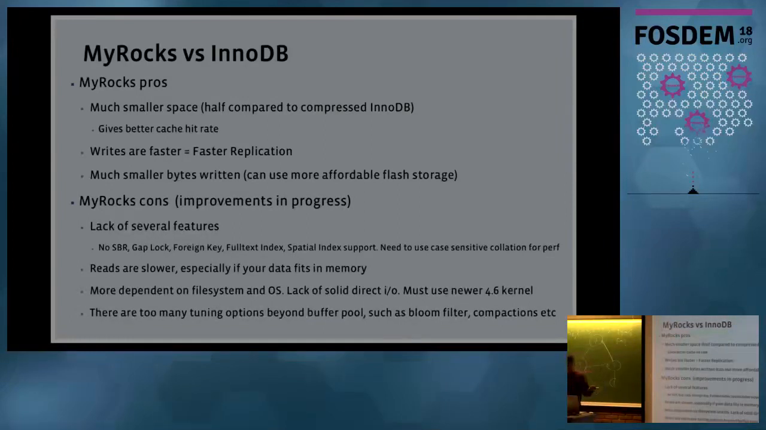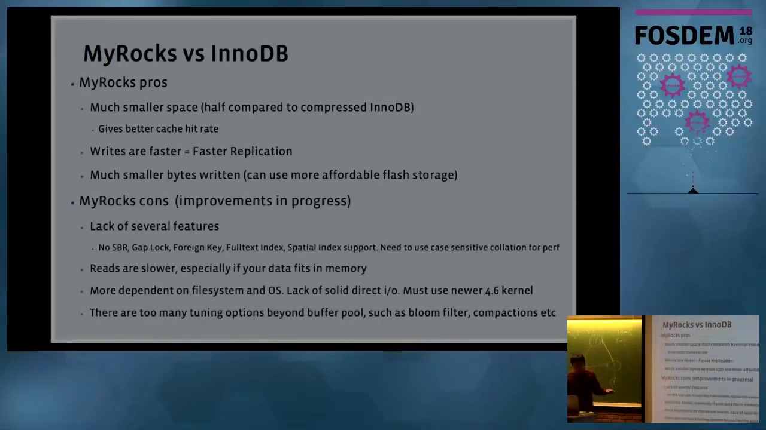And writes are faster, which is an LSM database characteristic, which means replication is faster. The replication tends to lag less compared to compressed InnoDB. Another advantage is that the bytes written to storage is smaller compared to InnoDB, like 10x or 20x smaller bytes written to flash is not uncommon. Since flash has a write endurance, if you write too much to flash, then the flash burns out. So writing less is important. If flash writes less, then it might be possible to use more affordable flash devices as a database.